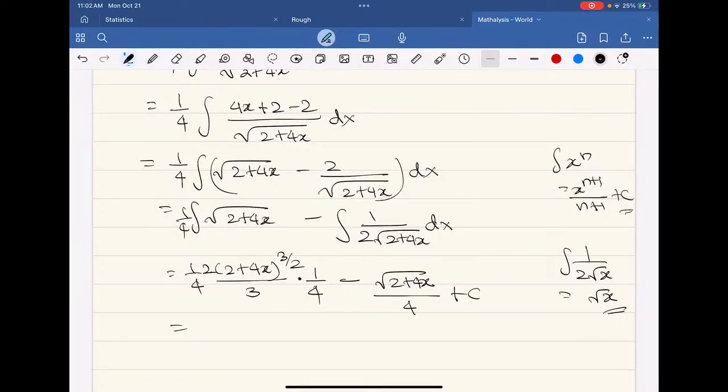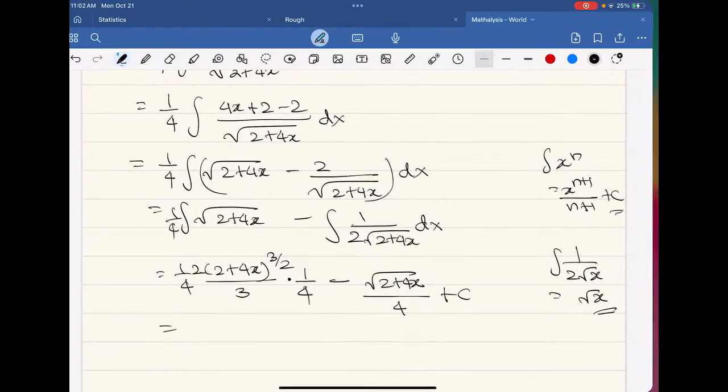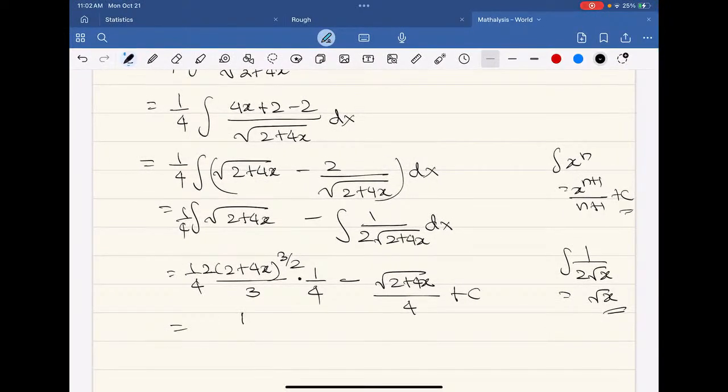Now we get the answer to be, this will be 4 times 8 by 3 is 24. So 1 by 24 times 2 plus 4x to the power 3 by 2. Now the second term. Because there's a 2 and 1 by 4 over here, they multiply to give 1 by 2.